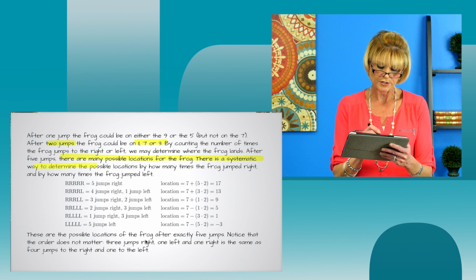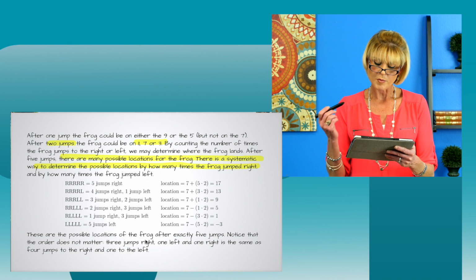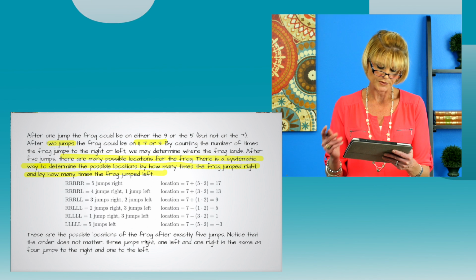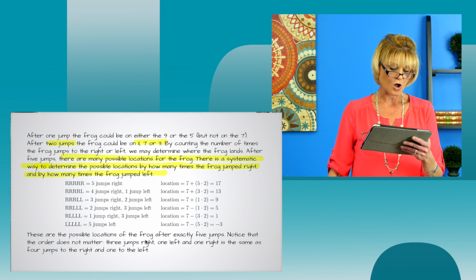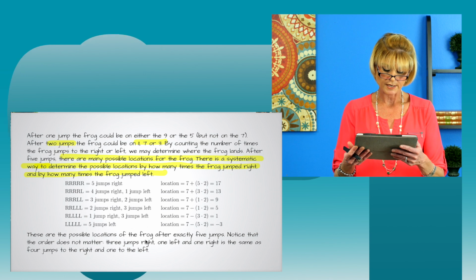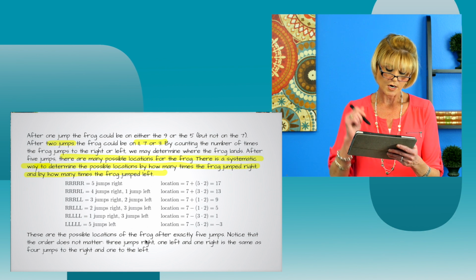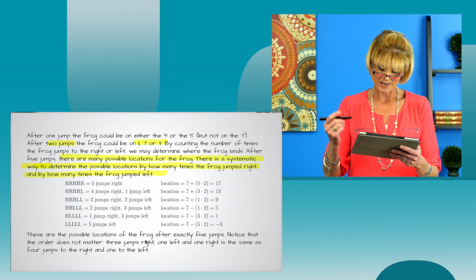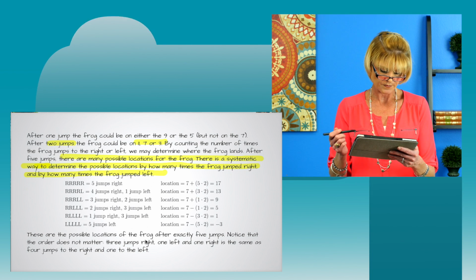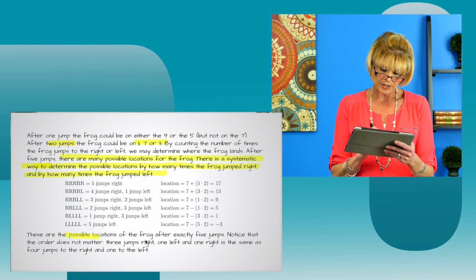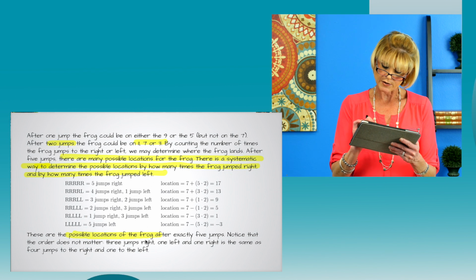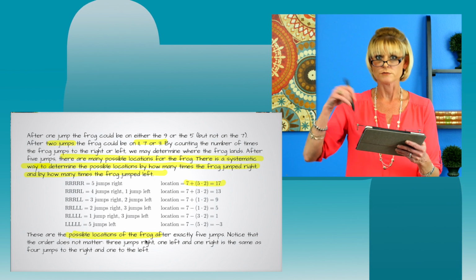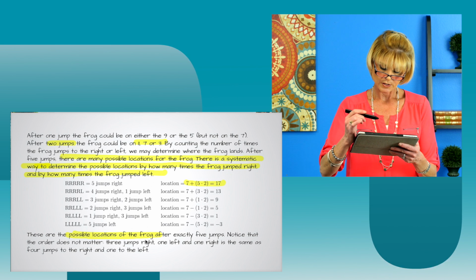There's a systematic way to determine the possible locations by how many times the frog jumped to the right and how many times he jumped to the left. Here we have R if he jumped 5 times to the right, or L, 4 jumps to the right, 1 jump to the left, and so on and so forth. And that would tell you where the location is. So these are all the possible locations of the frog, and then you can see it written out as an equation over here. 5 jumps to the right would be 7 plus 5 times 2 equals 17, and that's where he would be.